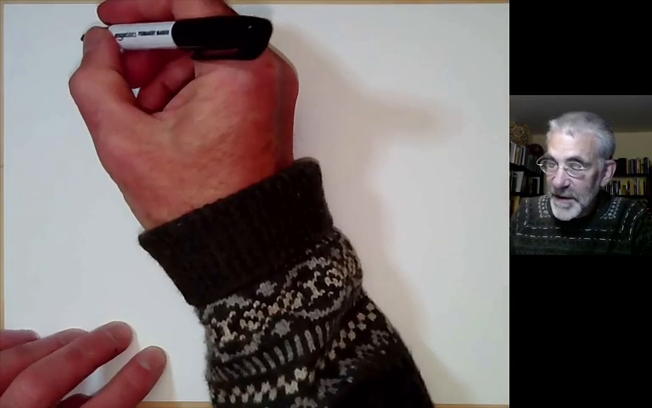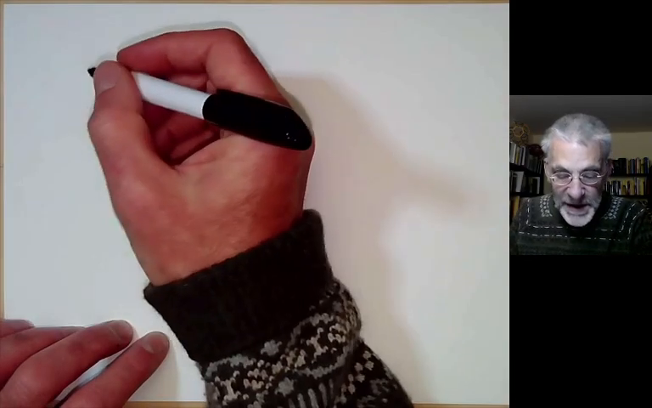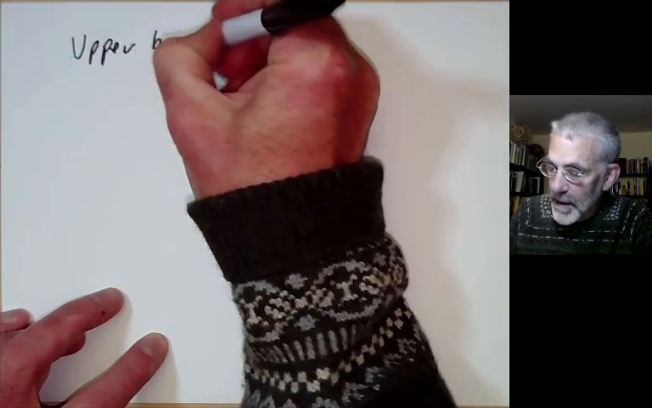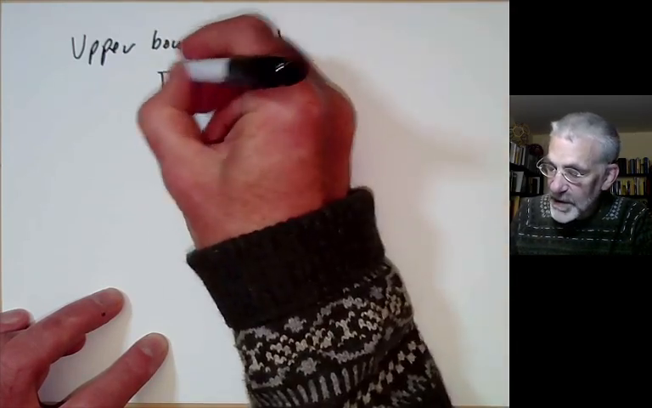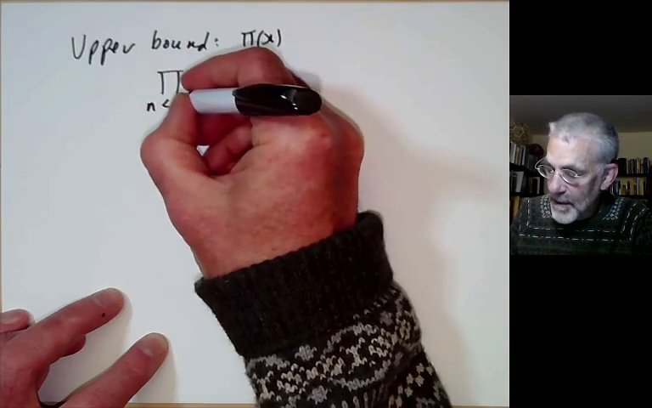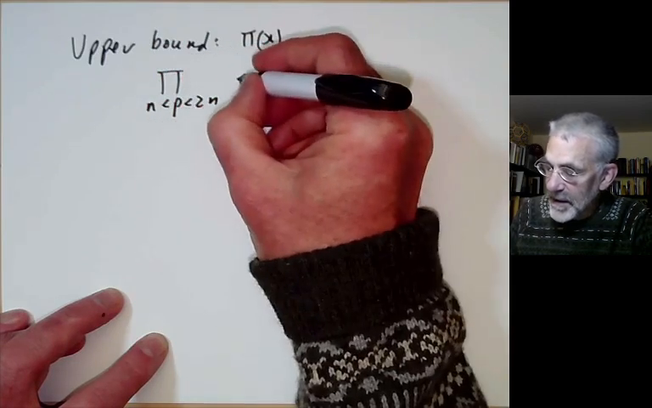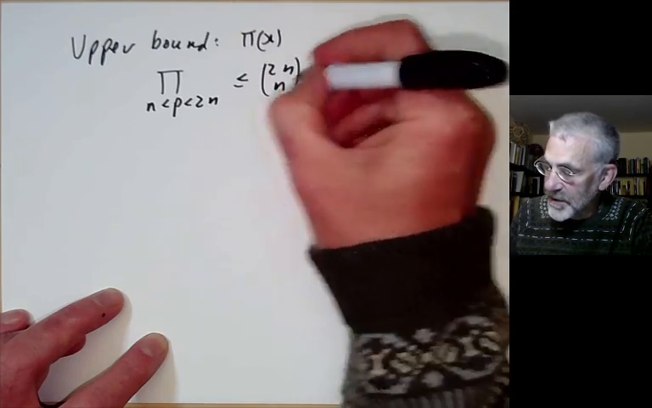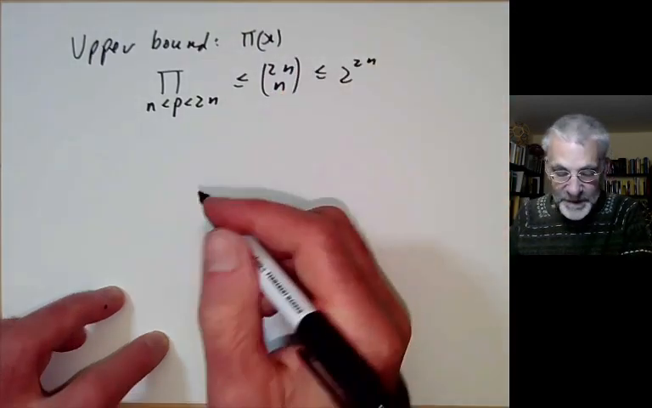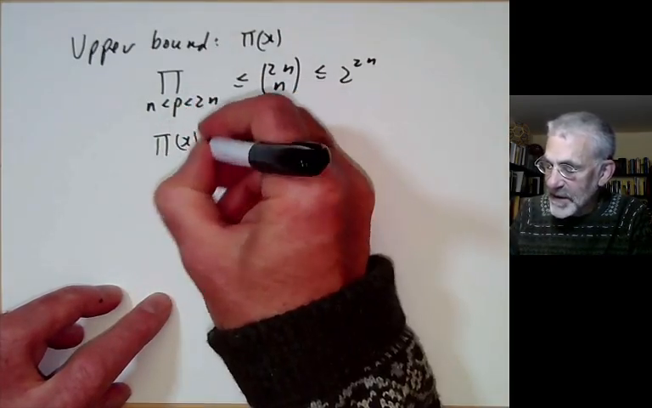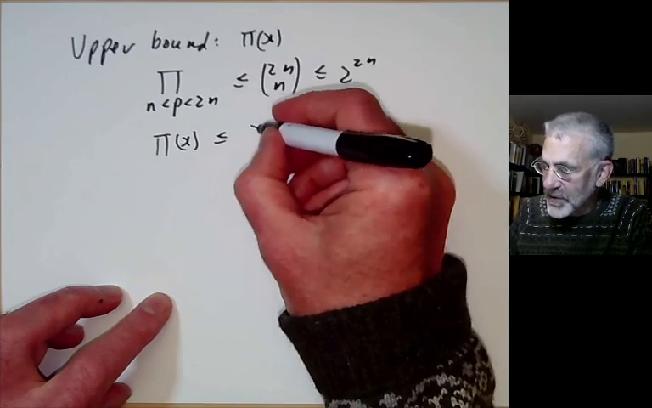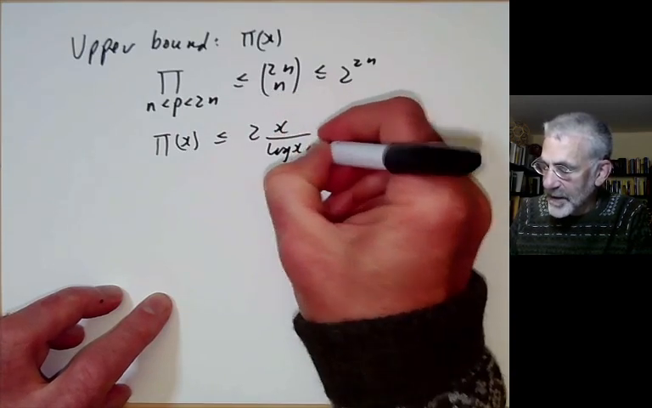In the first two lectures of this course, I mentioned you could find some easy upper and lower bounds for pi of x. You can find an upper bound for pi of x using the fact that the product over the primes between n and 2n is at most the binomial coefficient, which is at most 2 to the 2n. This gives you an upper bound for pi of x, which if you work out the details, looks like pi of x is at most about 2 times x over log of x.